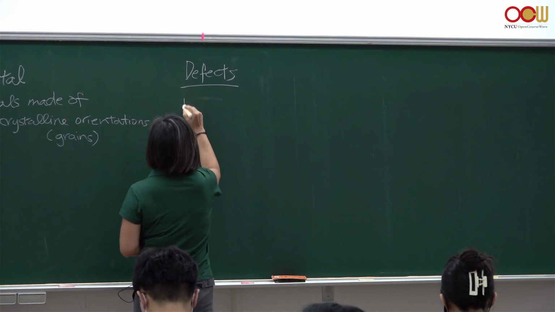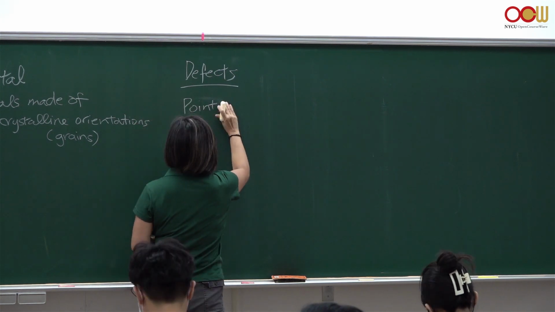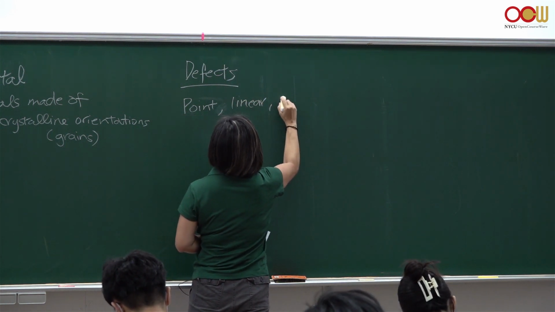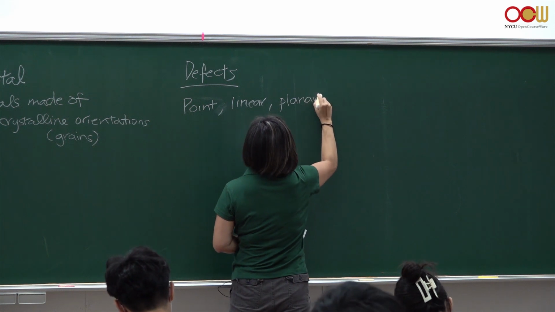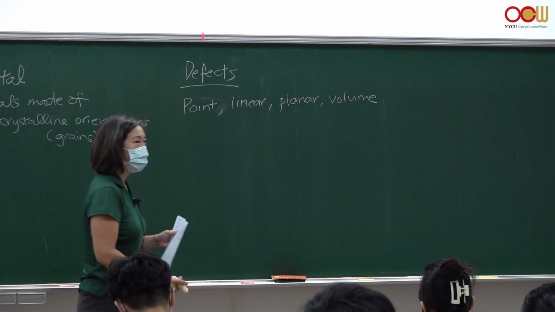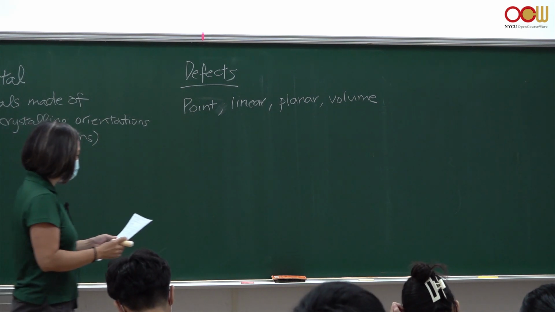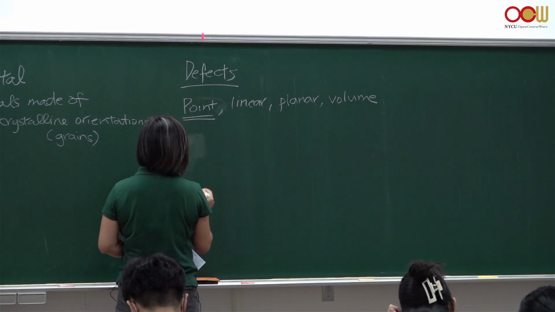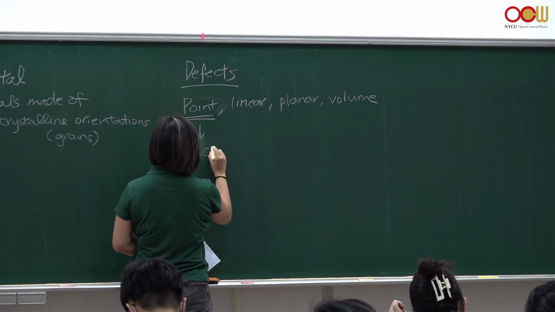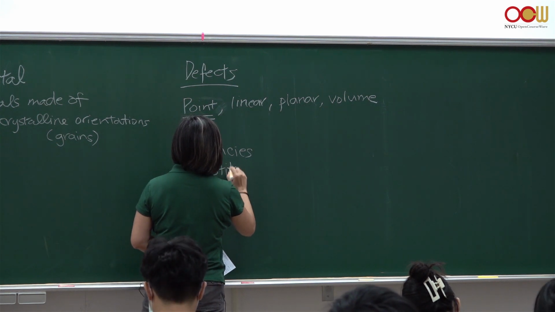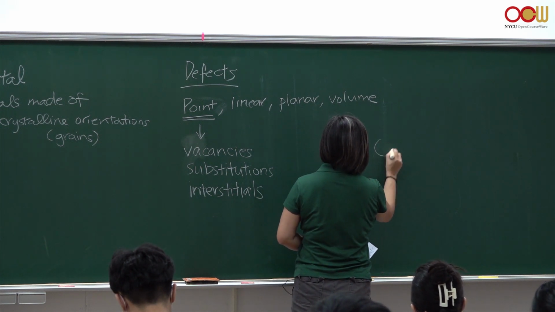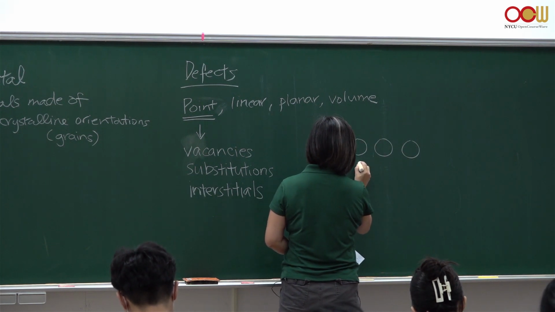There are four types of defects: point defects, linear, planar, and volume defects. So four types of defects. And we'll start with point defects today. In point defects, you can have vacancies, substitutions, and interstitials. So if I were to draw a crystal structure, maybe that looks like this.